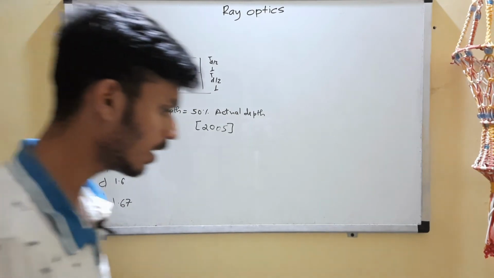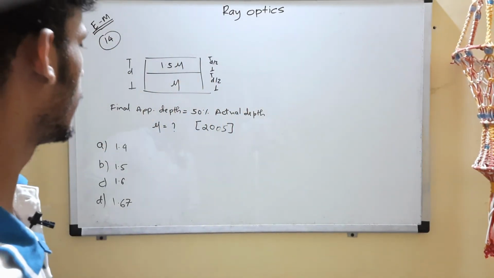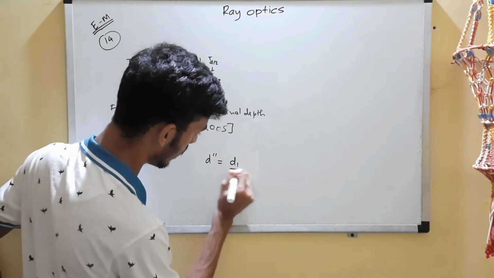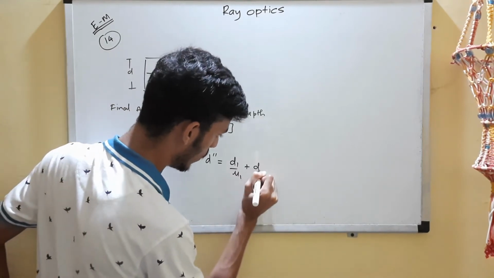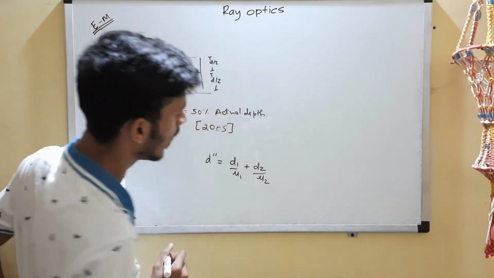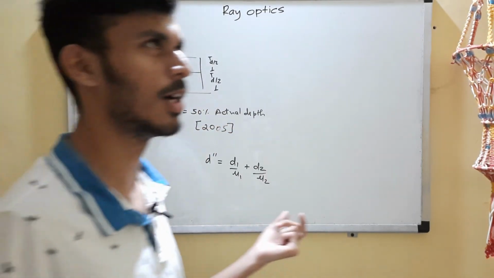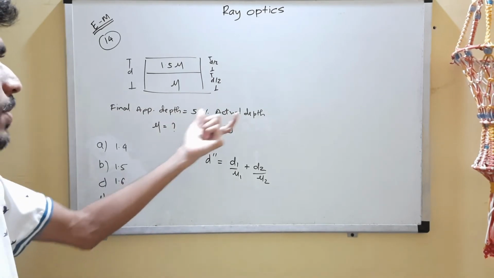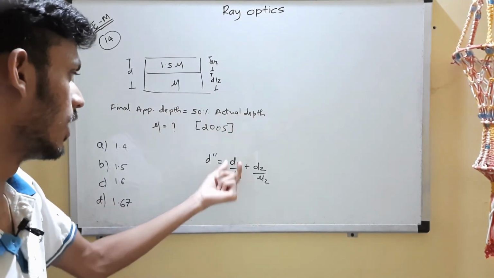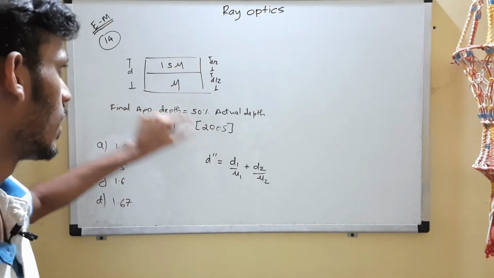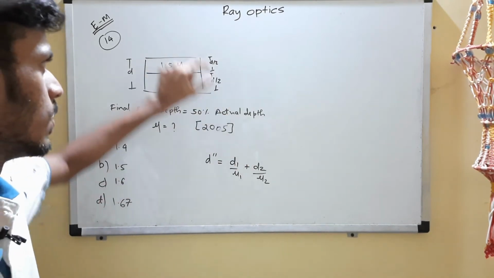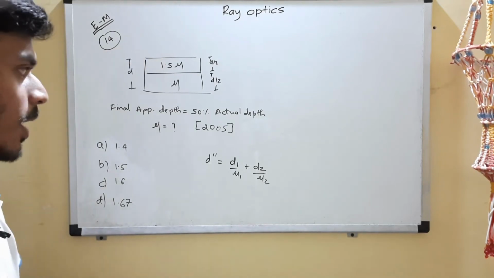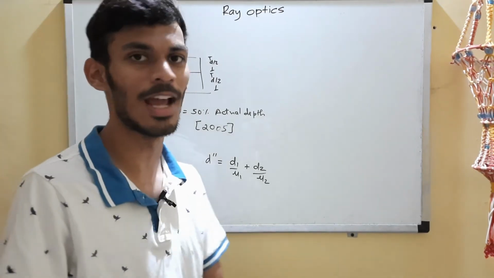Now I just told you to learn by heart the formula in the previous question. D double dash is equal to d1 by mu1 plus d2 by mu2. Here d double dash is nothing but the final apparent depth, which is given. It is 50 percent of the actual one. Here d1 is this distance, mu1 is the refractive index of this one, d2 is this distance, mu2 is the refractive index of the second liquid. So let's just substitute and find our answer.